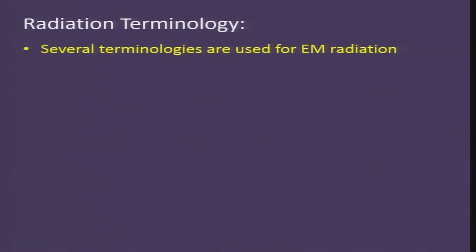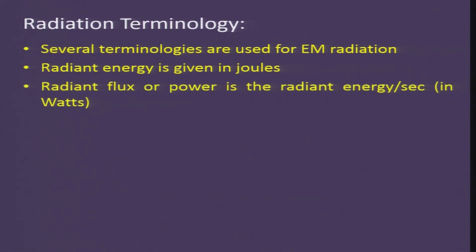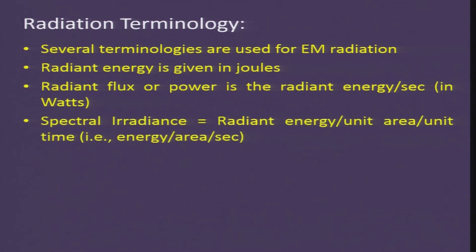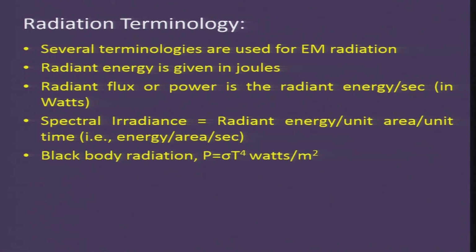Several terminologies are used for electromagnetic radiation. Radiant energy is given in joules. Radiant flux or power is the radiant energy per second, in watts. Spectral radiance is equal to the radiant energy per unit area per unit time, and we have discussed this. This is the black body radiation, that is Stefan-Boltzmann's law.